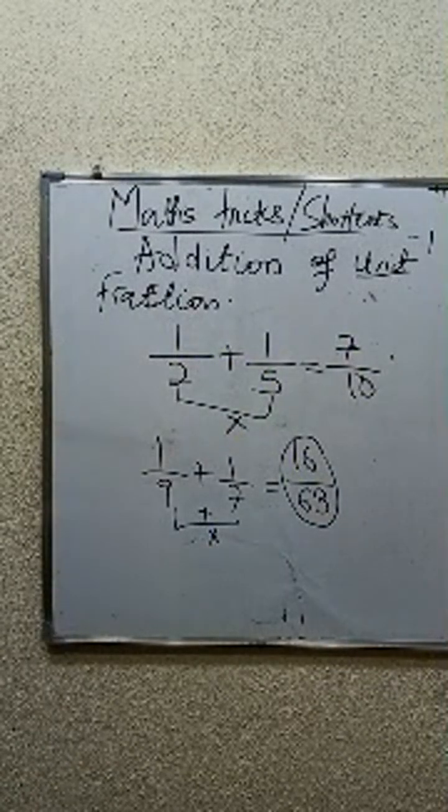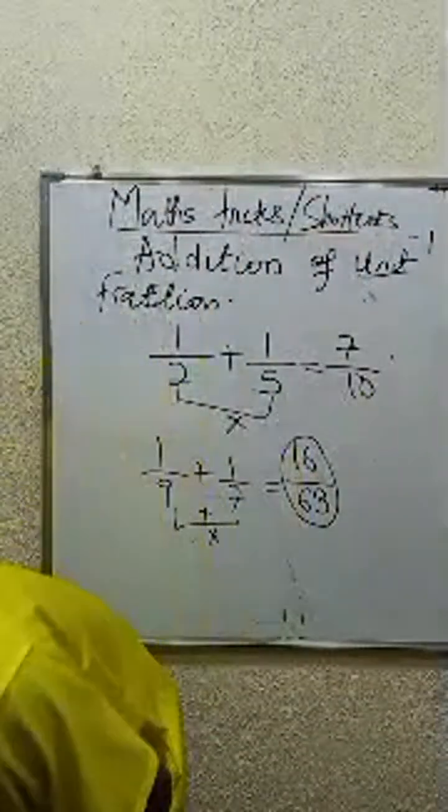So the answer is 16 over 63. This is how we solve unit fraction problems. This is a quick trick. The trick is very, very efficient and it can be used to solve problems.